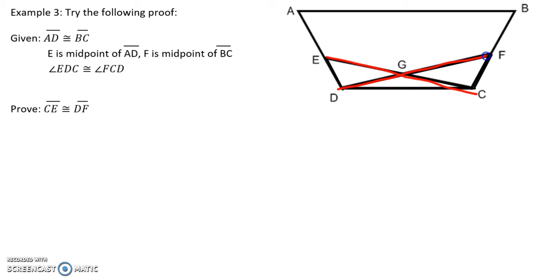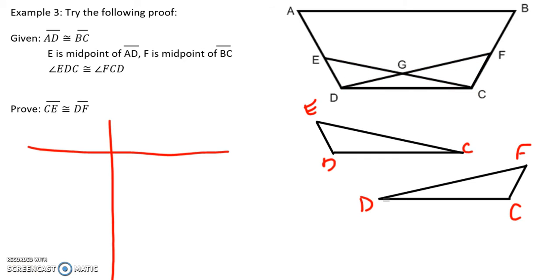congruent to DF. So in order to do that, we really want to focus on what triangles we're trying to prove. So hopefully you see after realizing that it's EDC and DFC are the two triangles that I'm trying to prove congruent. So what I'm going to do is redraw those triangles and separate them. So pause the video, separate your triangles, and that's what I did. So I redrew EDC and FCD.